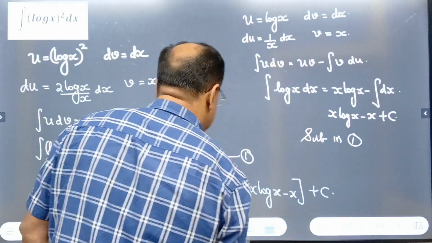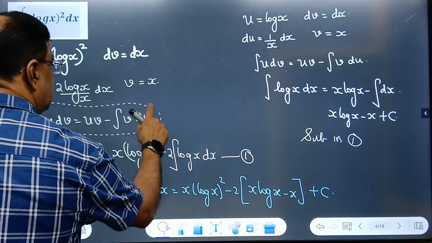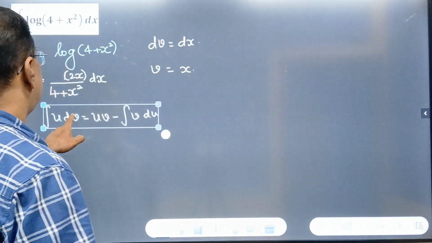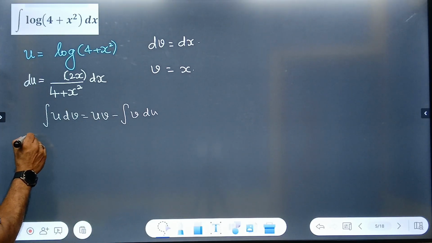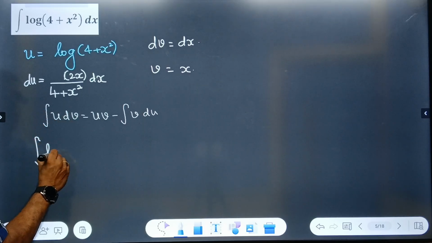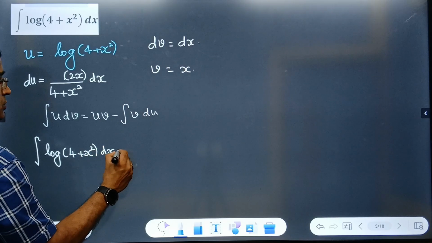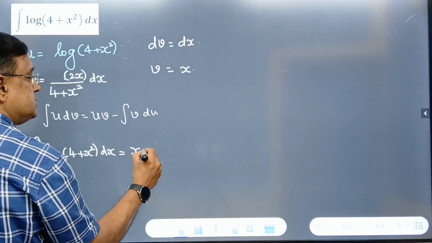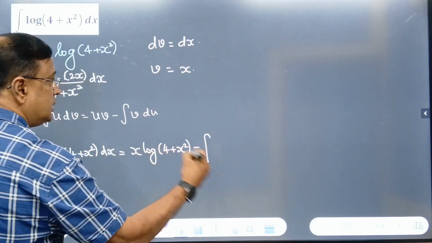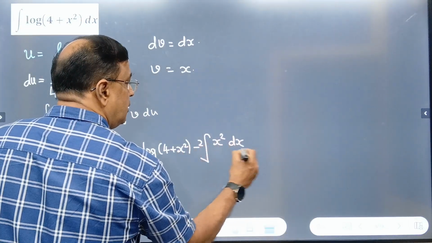Now what is integration by parts formula? Integration by parts formula is this, right? I don't want to keep writing it, it's a waste of time for me, so I'll just paste it here. So this is the formula. So it is integral u dv, which is integral of log of 4 plus x square dx, is equal to, what is uv? uv, so x into log of 4 plus x square minus integral v du, 2x square dx by 4 plus x square.